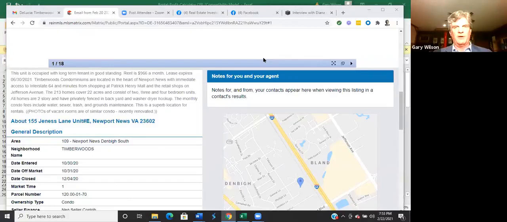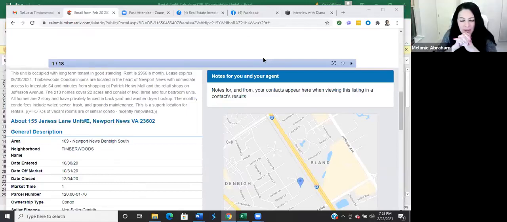More units is better for management costs. So Chris is right, we did not factor in property management. We should factor in 7% on this.